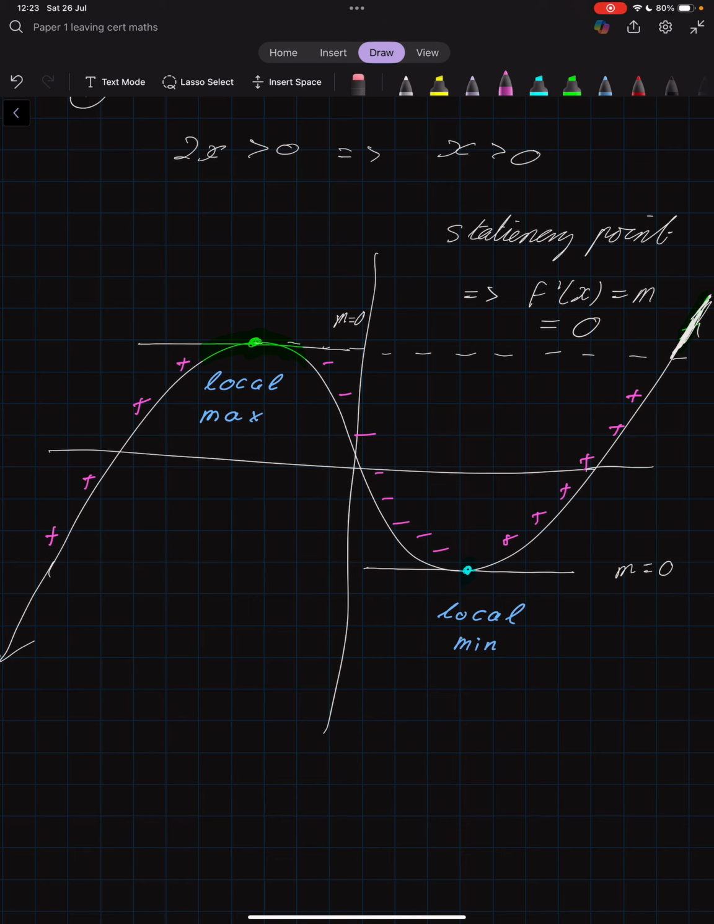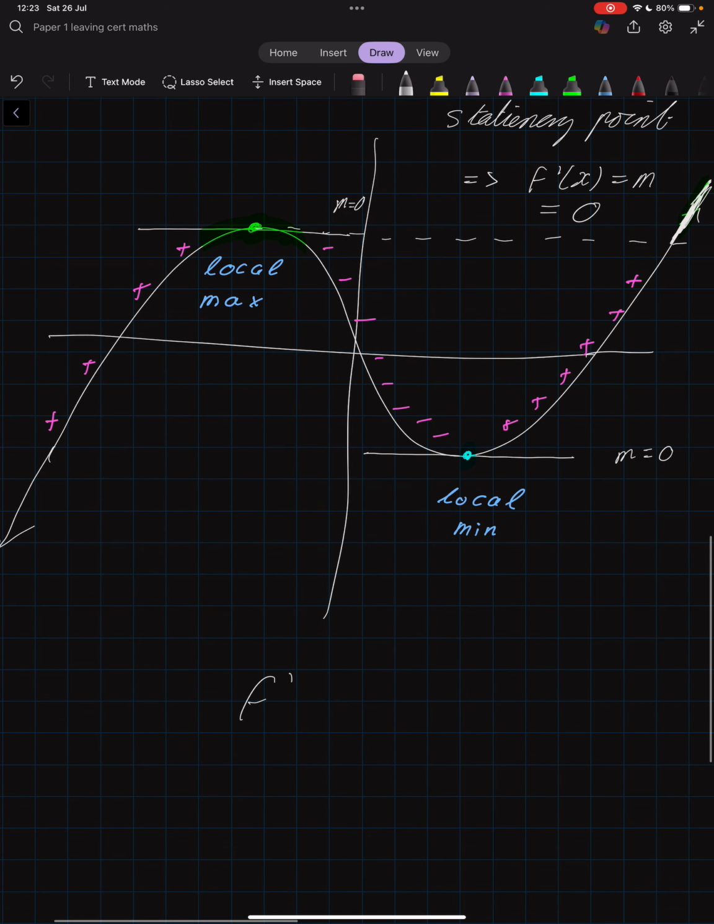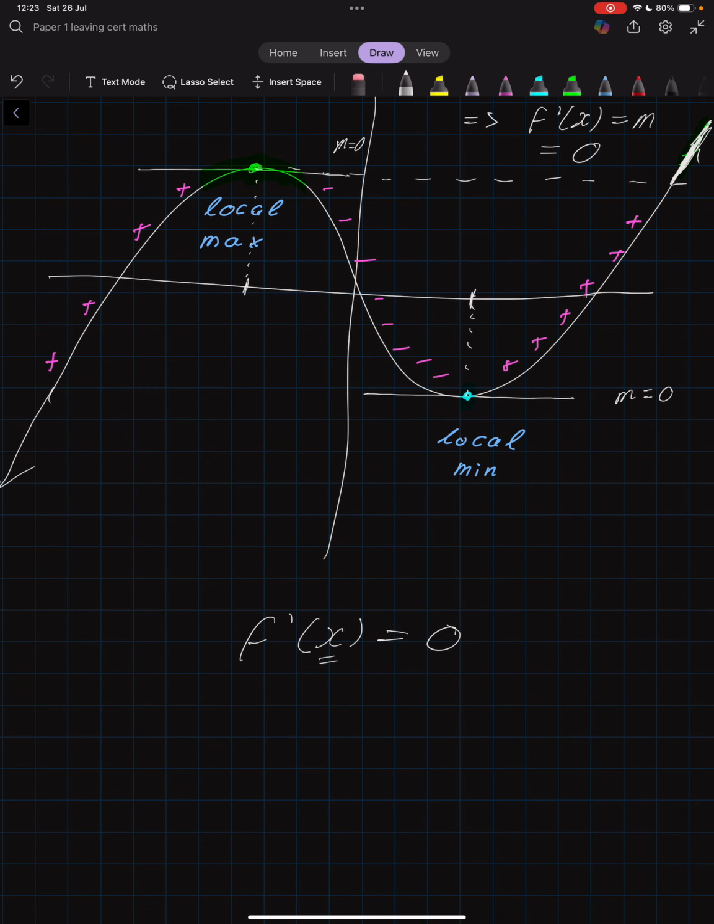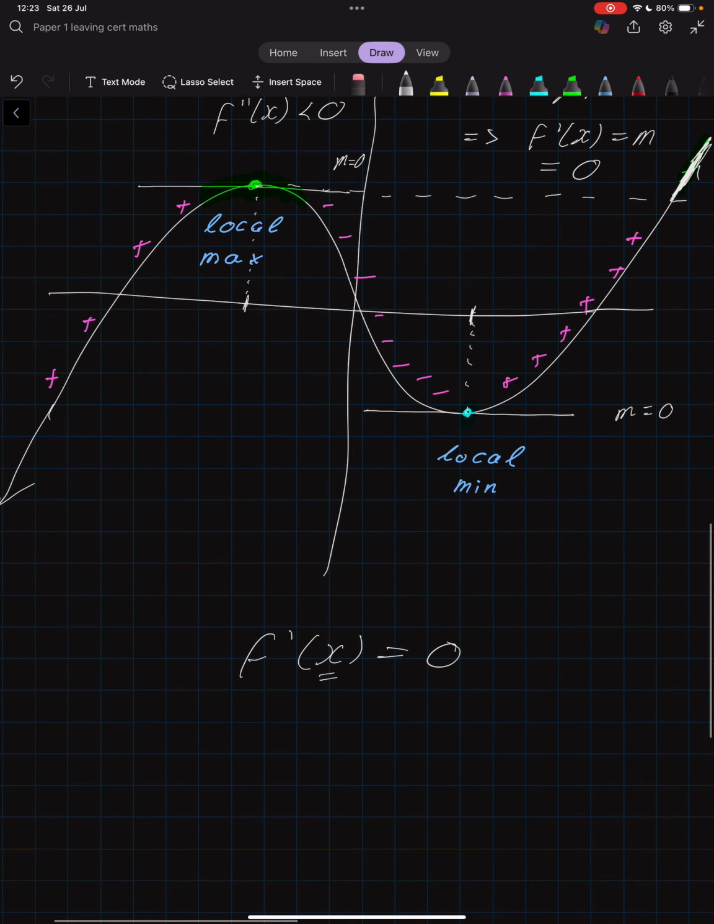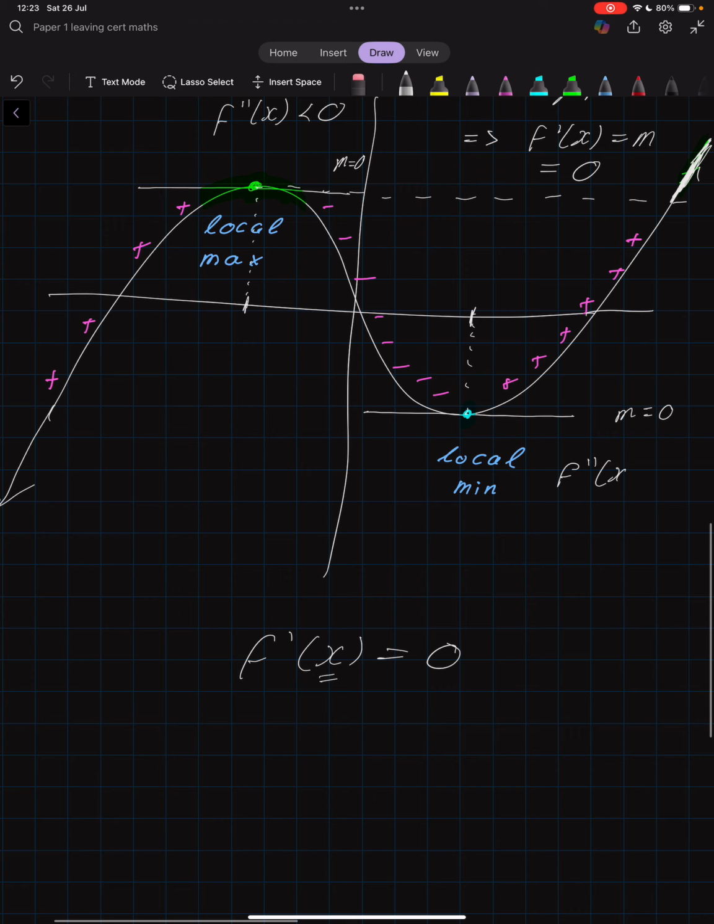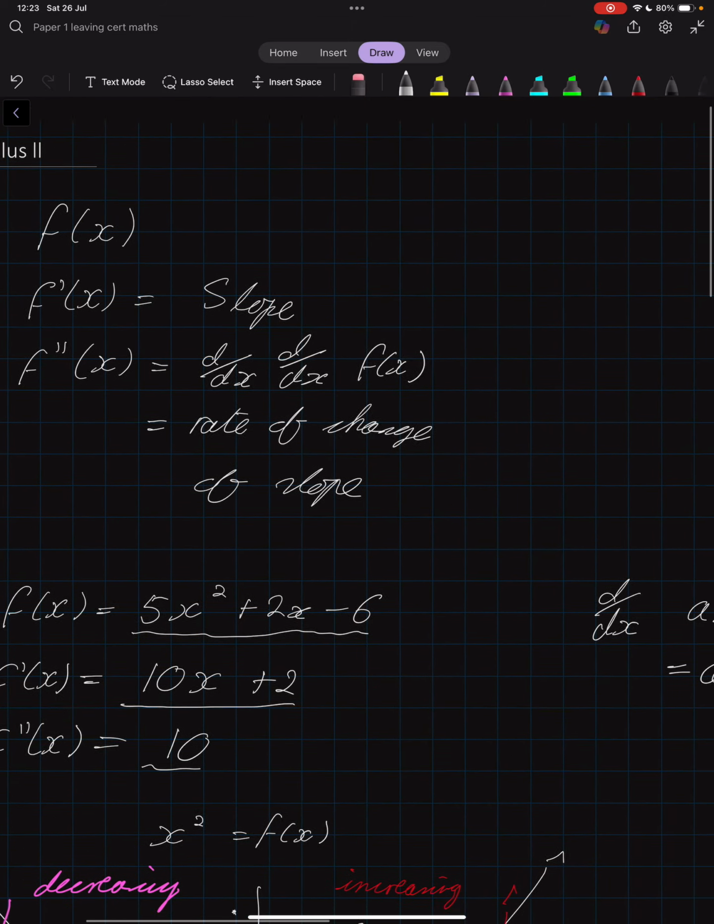Okay. For these stationary points, you get that f prime of x equals 0. So if I plug in the x value that these have, I will find that both give me a value of 0. Now, the difference is that for this one, f prime prime of x is less than 0, and f prime prime of x for this one is greater than 0. Why?